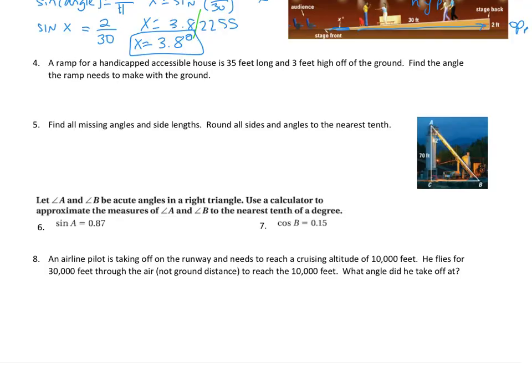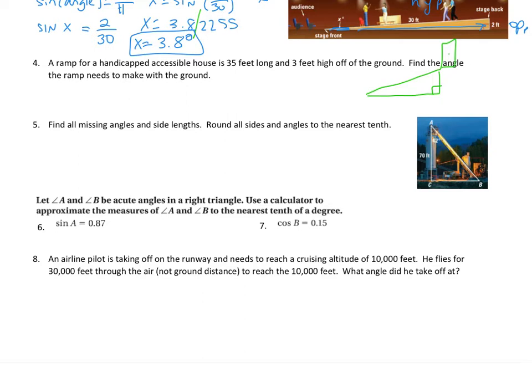This next question, number 4, you need to draw your picture first, and then solve for the missing angle. It's a ramp for a handicapped accessible house. So let's go ahead and draw a ramp. My door is way up here to get into the house, and it is 35 feet long, so the ramp is 35 feet long.